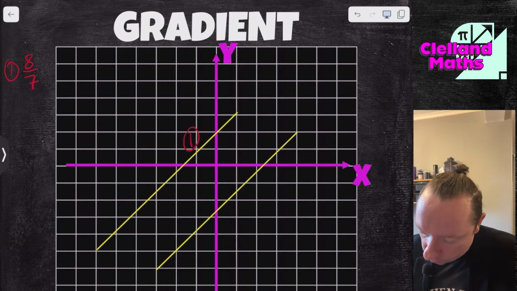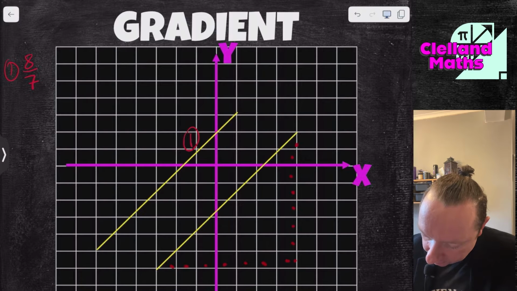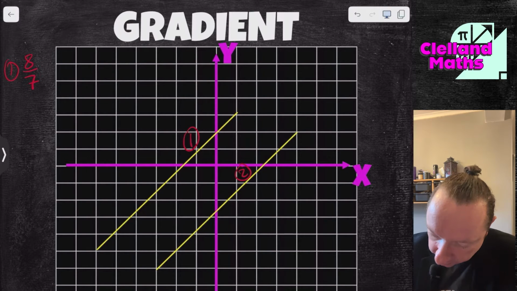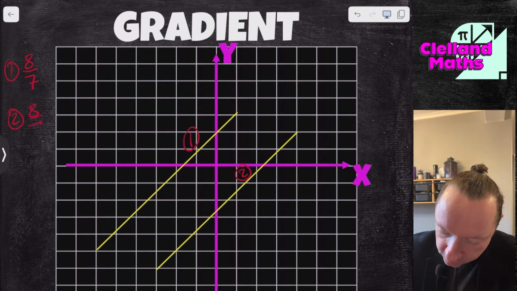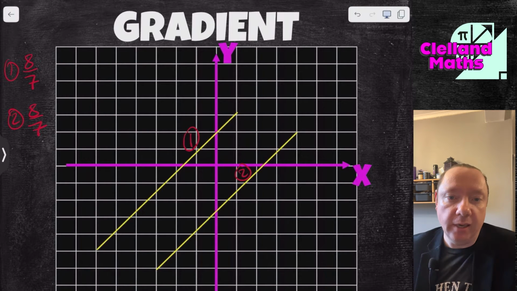Now let's look at the other one. 1, 2, 3, 4, 5, 6, 7 along, and 1, 2, 3, 4, 5, 6, 7, 8 up. Again, on line 2, the gradient is also 8/7. Parallel lines have the same gradient. That's the key thing: parallel lines have the same gradient.